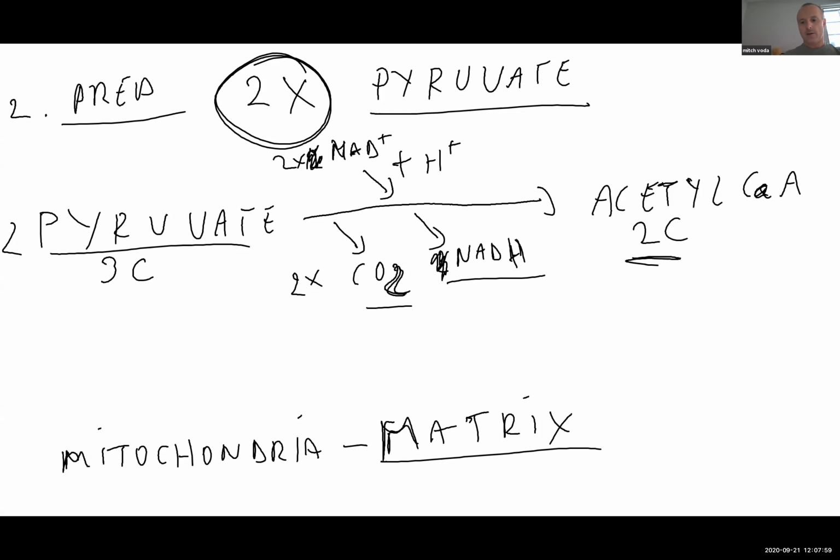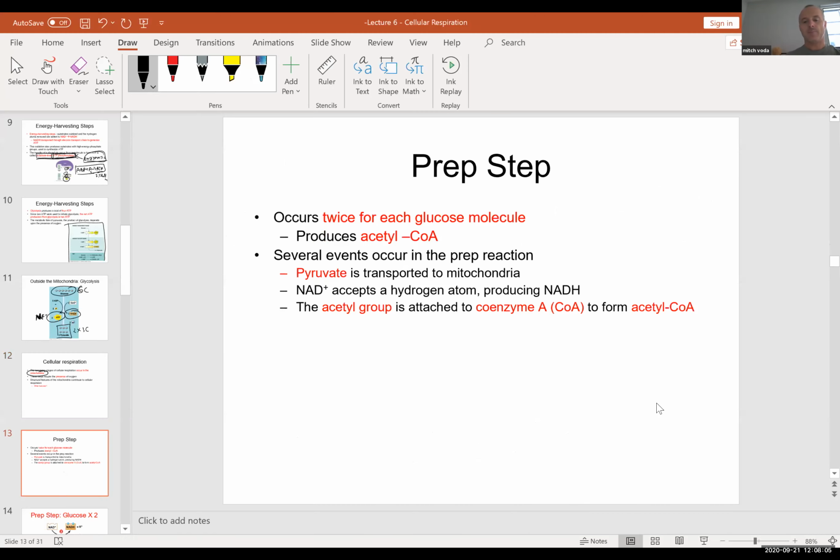Let's go back here and look quickly at the breakdown. If you see right here, the prep step occurs twice because there are 2 pyruvates, and it produces acetyl-CoA. Pyruvate is transported to the mitochondria. Finally, remember, this step takes place in the mitochondria.